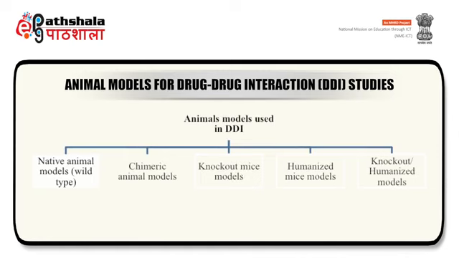The animal models used in drug-drug interaction studies are generally categorized into 5 types. First is native animal models, which are the wild types. Second is the chimeric animal models. Third is the knockout mice models. Fourth is humanized mice models. Fifth is the knockout or humanized models.